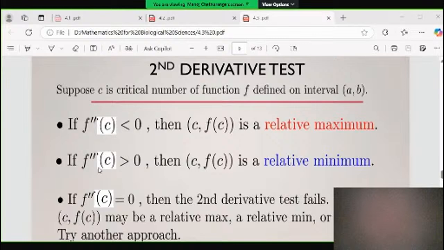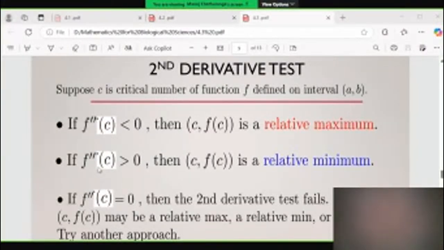Again, if the second derivative is positive, that means it is concave upward. The graph is looking upward. So if this happens at a critical point, that must be a relative minimum for the function.